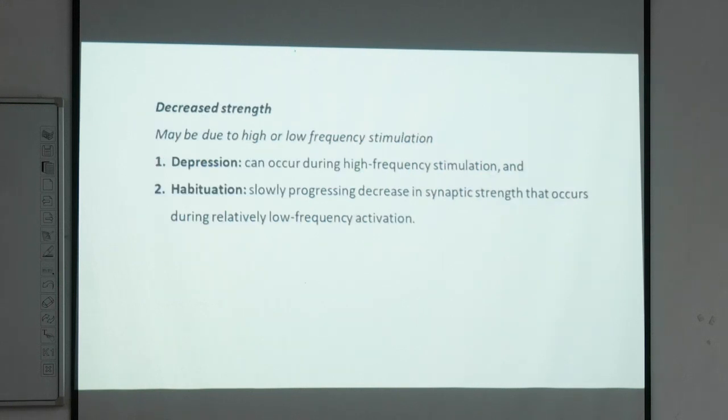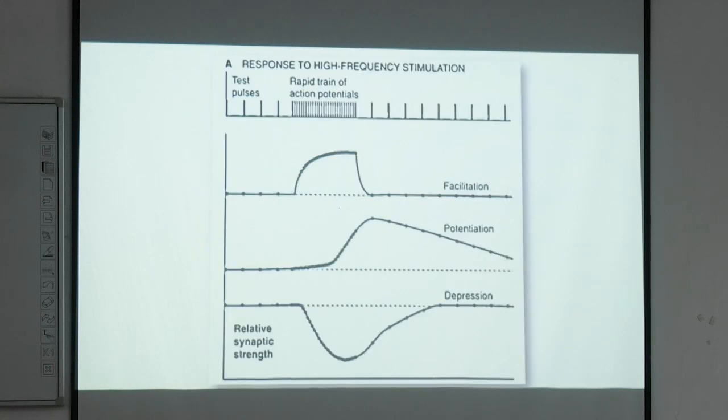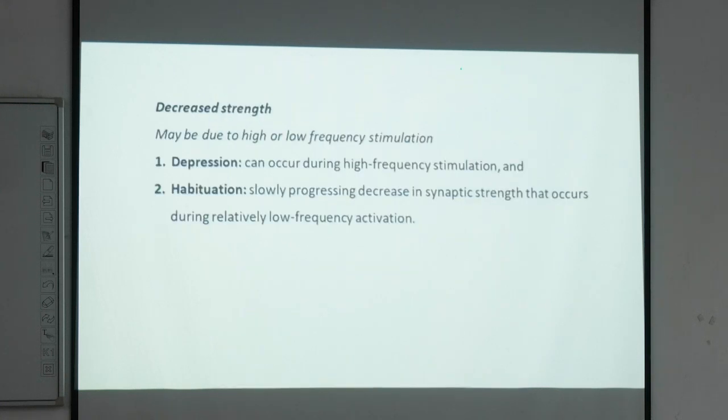Now decreased strength might be depression and habituation. Here you can see the picture. These are test pulses, all from a rat brain experiment, and these are rapid trains of action potentials. In this area you can see increased frequency of stimulation, which may lead to facilitation, potentiation, or depression. So under decreased strength you have depression and habituation.